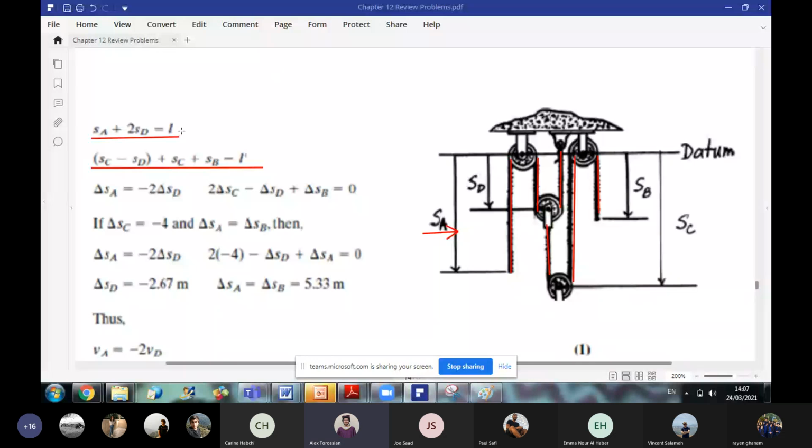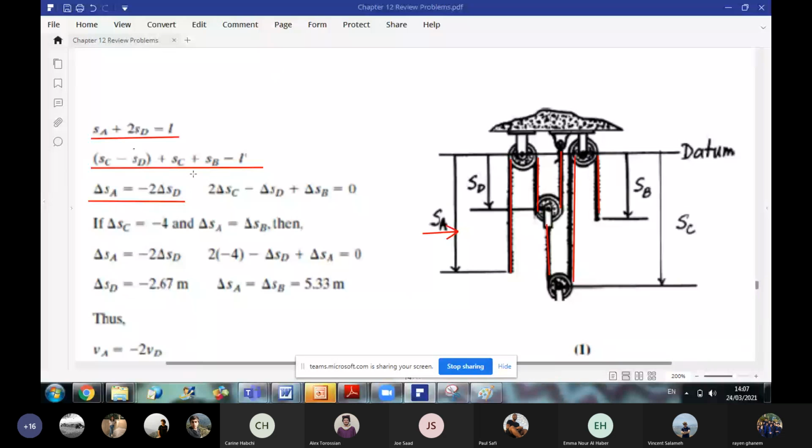So we can also apply this: VA equals minus 2VD. But since this equation applies at any instant, it also applies for average velocities. So you can say that VA average is equal to minus 2VD average. And the average velocity is computed as delta S over delta T. This is why, if you simplify delta T, you end up with delta SA equal to minus 2 delta SD.